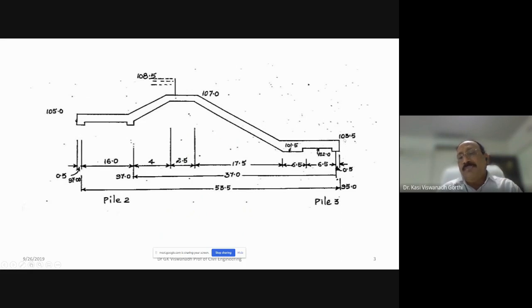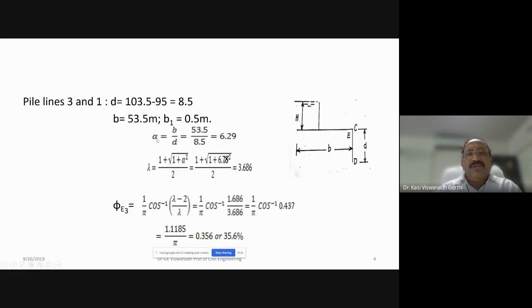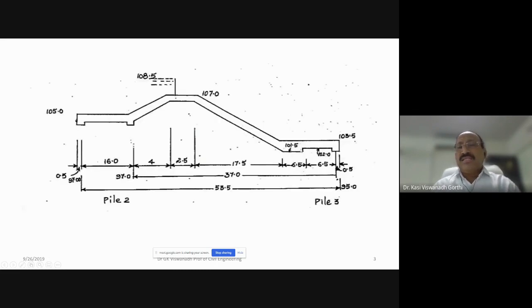So you have 103.5 on the top of the floor and the bottom is 95. So 103.5 minus 95.0 is 8.5, the total depth of cutoff. Initially, we assume that the thickness of the floor is negligible. This is one of the assumptions.